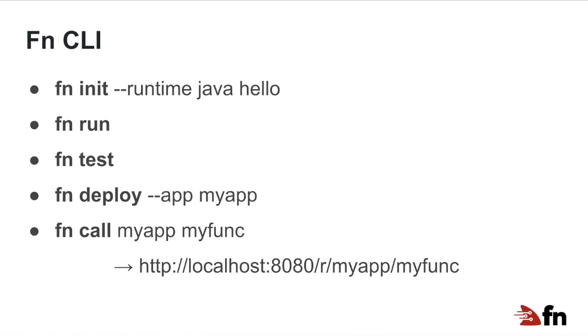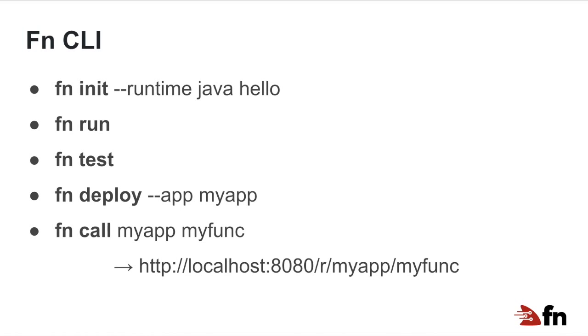So when you're using the CLI, these would be your main commands that you'd use. FN init to generate some boilerplate code to get you started. You can choose your runtime. We support several different runtimes out of the box. This one's obviously using Java, and we're naming our function hello.